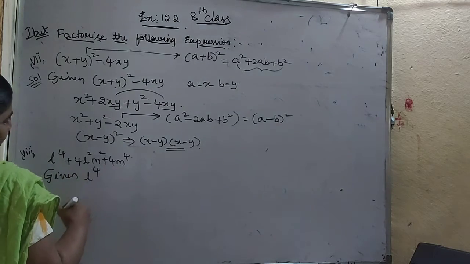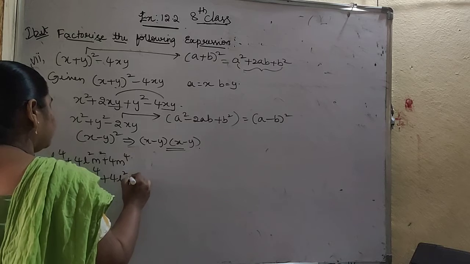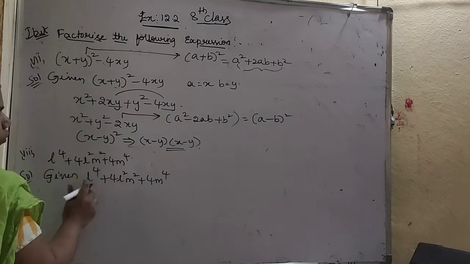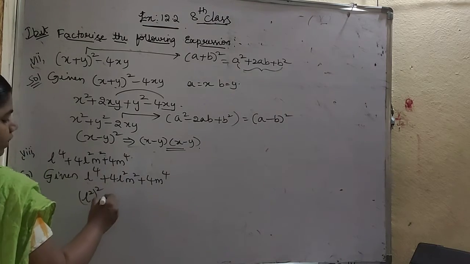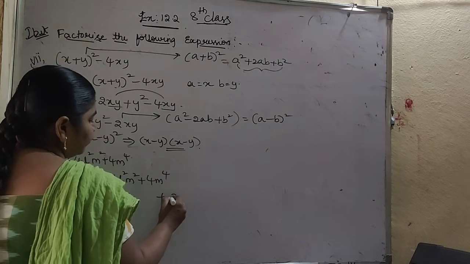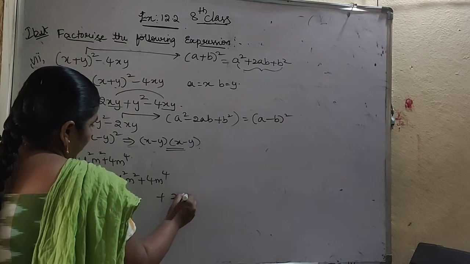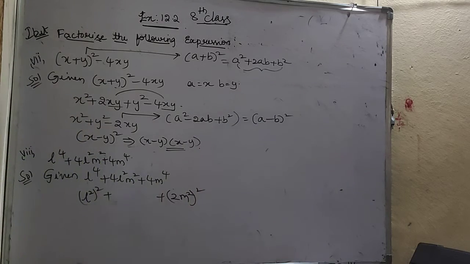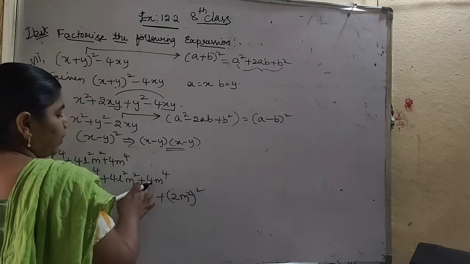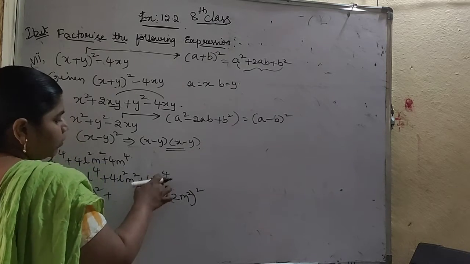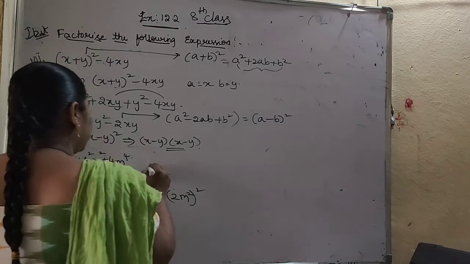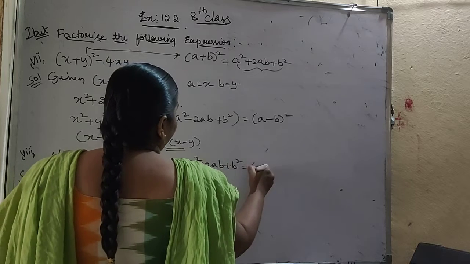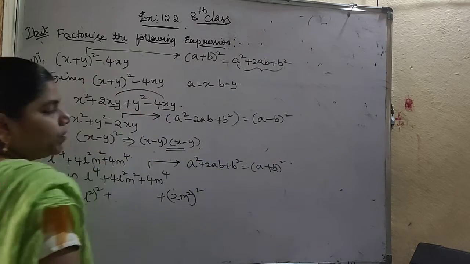So given L power 4 plus 4 L square M square plus 4 M power 4. Here the first term L power 4 we can write in the form of L square whole square, plus the last term we can write in the form of 2 M square whole square. So 2 square is nothing but 4, and M square whole square will be equal to M power 4. So if you see this, now this has been converted to a square plus 2ab plus b square, that we have to write in the form of a plus b whole square.